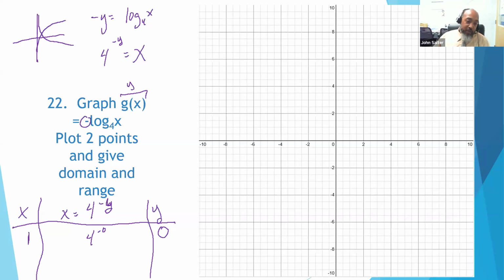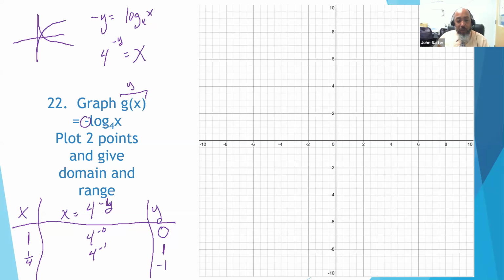There's no such thing as negative 0, but it was there, so I put it there. I know if I plugged in a 1, I would get 4 to the negative 1 power, which, remember, just makes it into a reciprocal, so that's 1/4. I don't know if I want to use that. I don't know how I feel about plotting a fraction. So I'm going to do the other way.